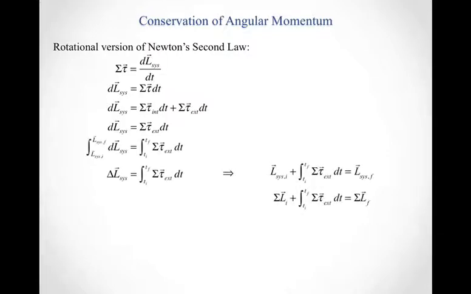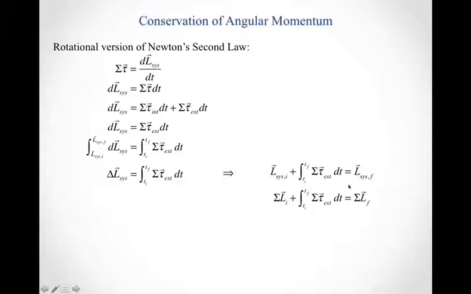I can integrate this equation on both sides. Again, integrate from some initial to final angular momentum on the left side, from some initial to final time on the right. What I get is that the change in the angular momentum of my system is equal to the integral with respect to time of the net external torque acting on the system. Just like with our linear momentum equation, we're going to undo the delta L term. So this will be final minus initial, and take the initial over to the other side.